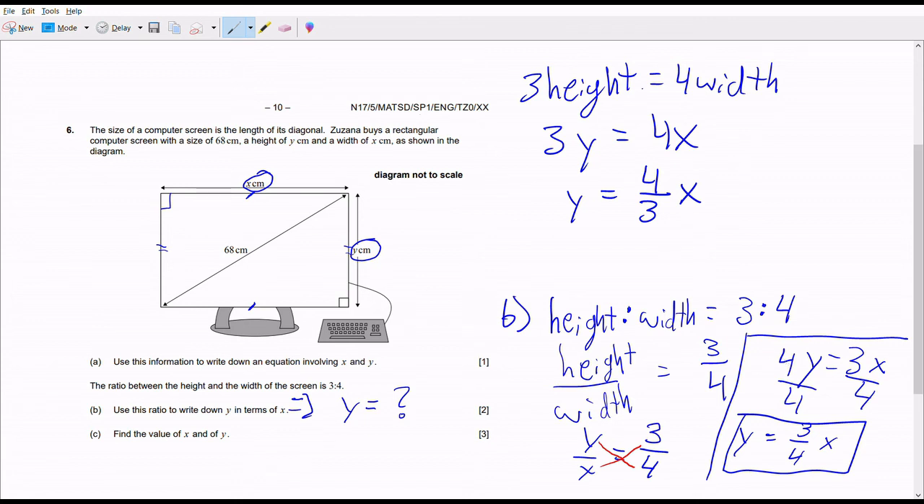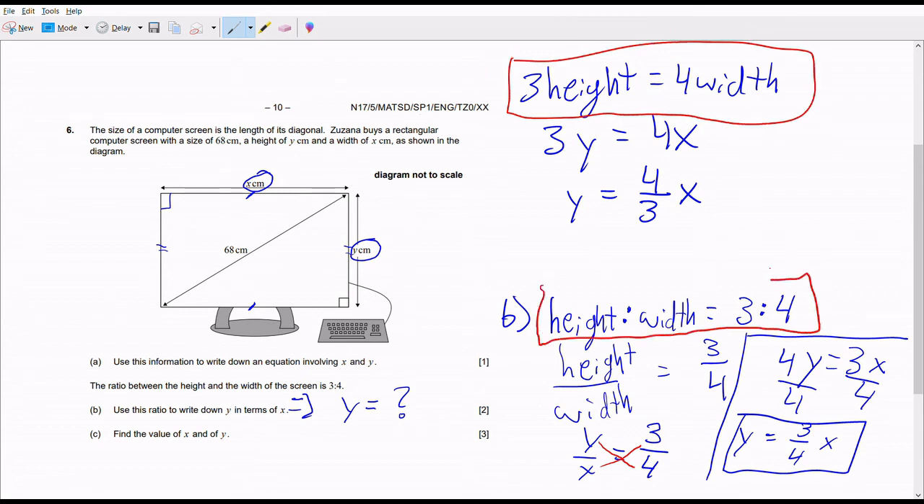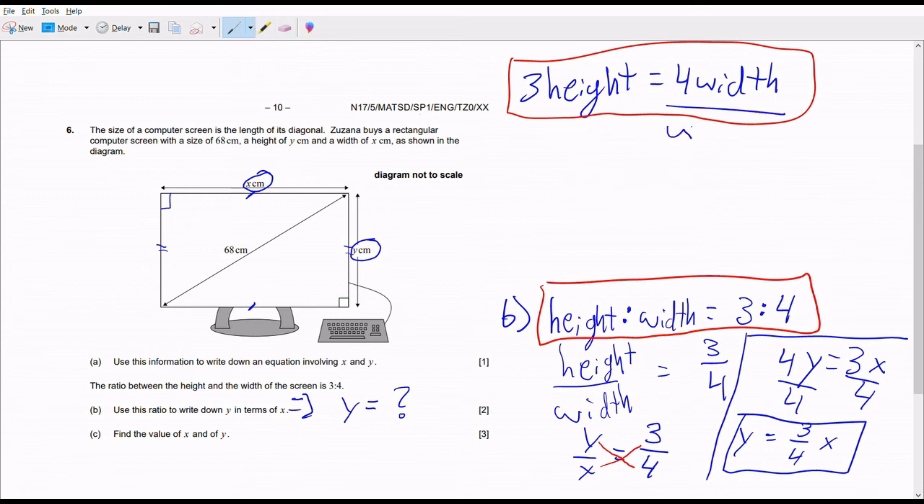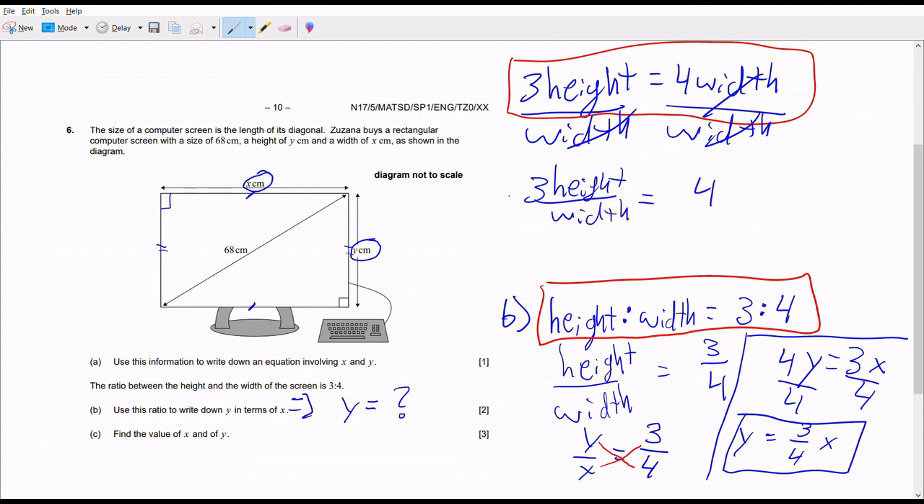The reason this doesn't work is because if you work it backwards, right? From this step, if I work it backwards to try to reach this, I'm going to end up with the following. If I divide by width on both sides, width cancels out here, sorry. We end up with 3 height divided by width equals 4. I divide by 3 on both sides.